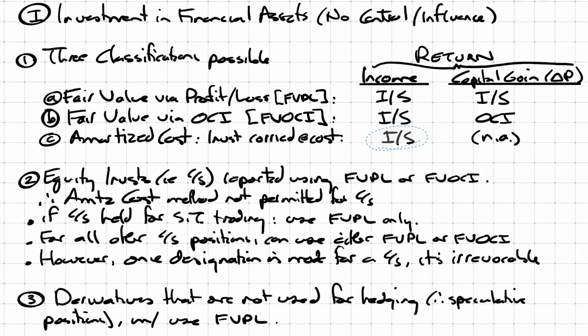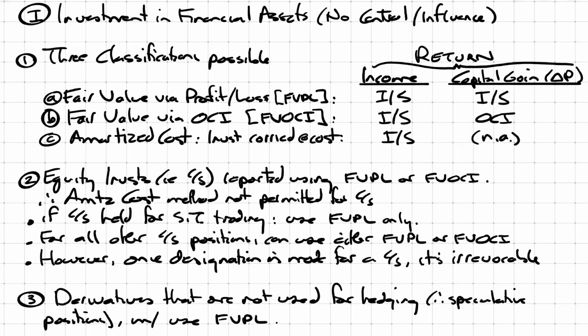So again, its income is recognized in the income statement or net income. However, because the asset is always carried at cost, there's no capital gain to report. To illustrate, if you bought an investment at 100 and now in the market it's trading at 120, well, if we're carrying it at cost, then in our balance sheet, we'd still be reporting at 100. So therefore, there wouldn't be any capital gain.